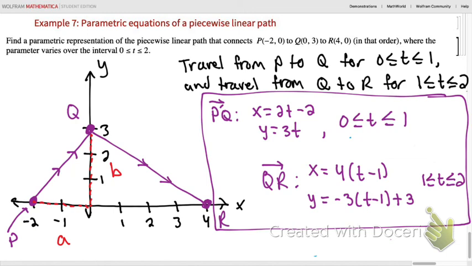Okay, and if there was a third path, we would just have a third piece. Then we would have a third parameterization, probably on the interval from 2 to 3. But in that parameterization, you would replace t with t minus 2.